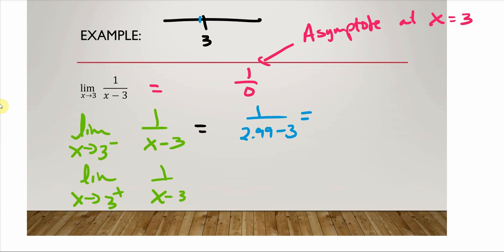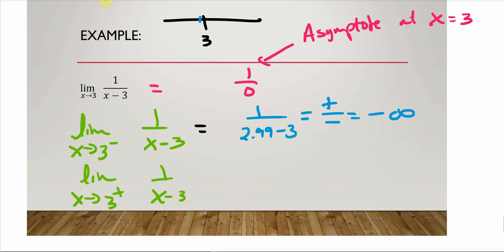Now I don't care about the value, I only care about the sign. So on top I'm going to have positive, and on the bottom I'm going to have a negative. Positive divided by negative, that means it's going to be negative. And my value, of course, is going to be infinity. So now I know that the left side of my graph is going to go to negative infinity.